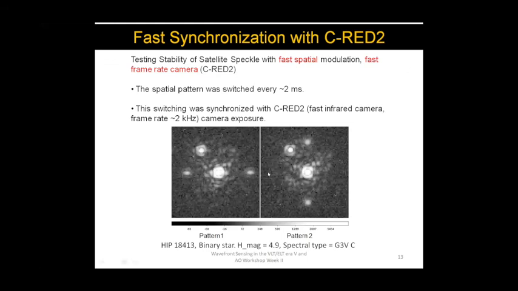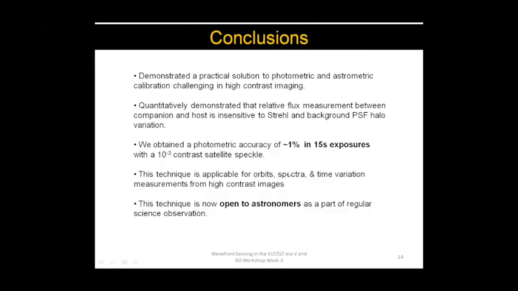Here are some of the on-sky images I took with the science camera with a satellite spot, where each spatial pattern was switched at 2 milliseconds. Now this method is validated with the SCExAO instrument, and I get 1% photometric accuracy even with a very faint satellite grid. And now it's open to astronomers as a part of regular science observation at the telescope. With that, I would like to finish my talk.